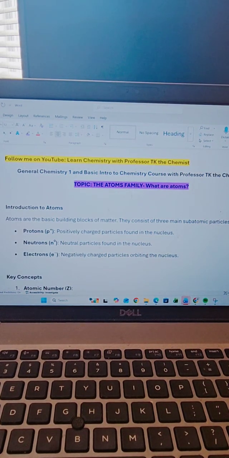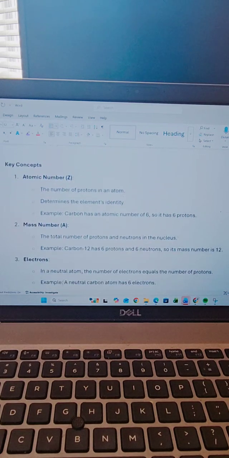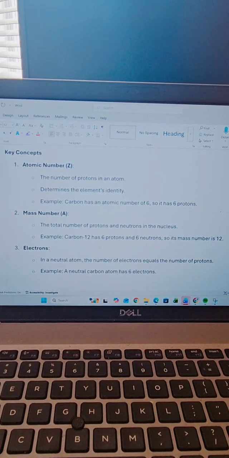Now, as we scroll on down right here, I'm going to highlight some key factors that I feel you would want to know for your classes, especially those of you that are taking chemistry right now. So if you're taking General Chemistry 1 or a basic introductory chemistry class, this lesson is for you. Okay? This lesson is for you.